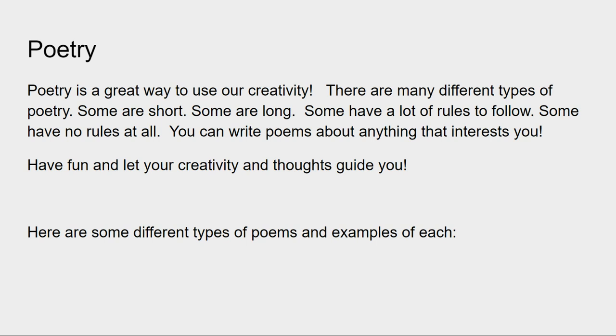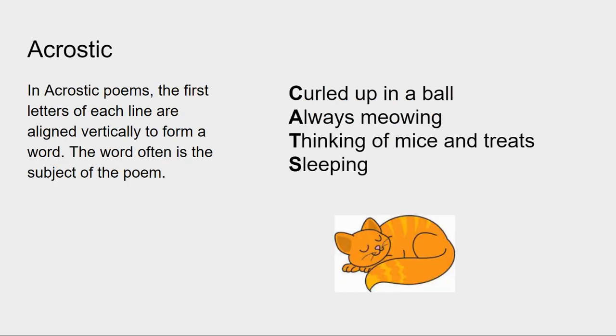Poems can be about anything: your thoughts, your feelings, your pets, yourself, things you see in nature or science or art, anything you want. The main thing is to have fun and let your creativity and your thoughts guide you. So there are many, many different types of poems, but we're going to focus on just a couple here and give you some examples. And just so you know, they are listed in alphabetical order, not by any other type of importance. So we're going to start with acrostic.